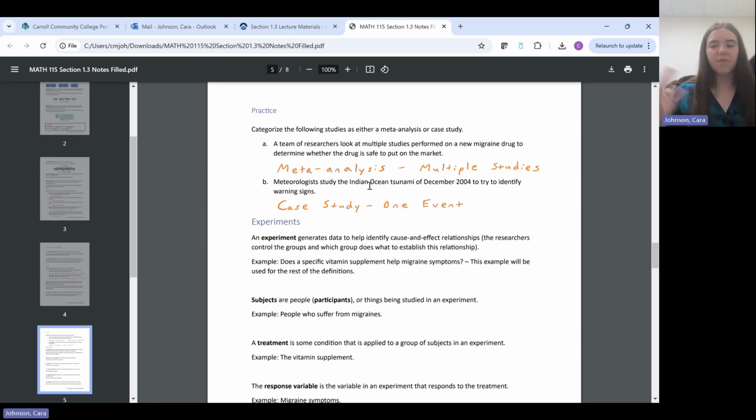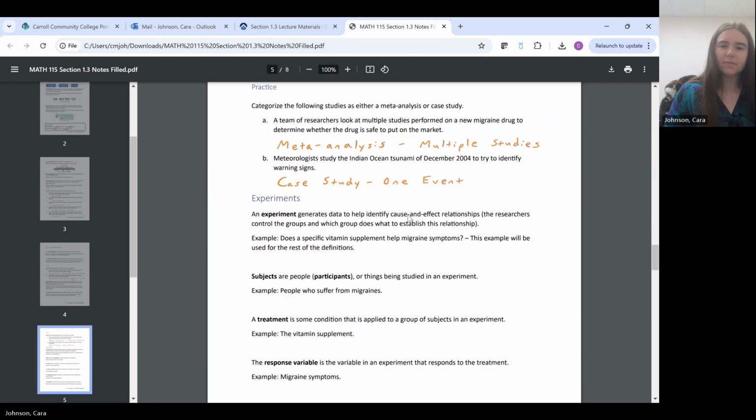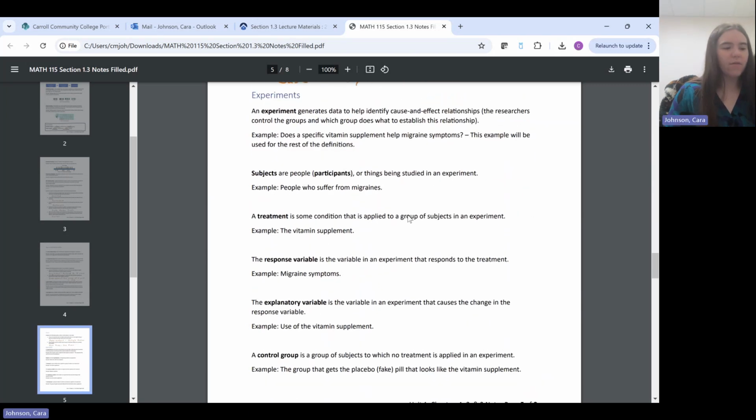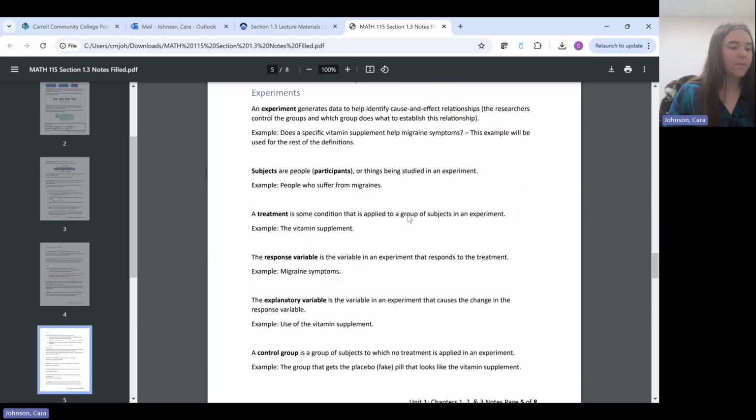So we've talked about observational studies. The first half-ish of this set of notes, we focused just on observational studies, different types of sampling, and then the different types of observational studies. We're now going to branch off into what experiments are.